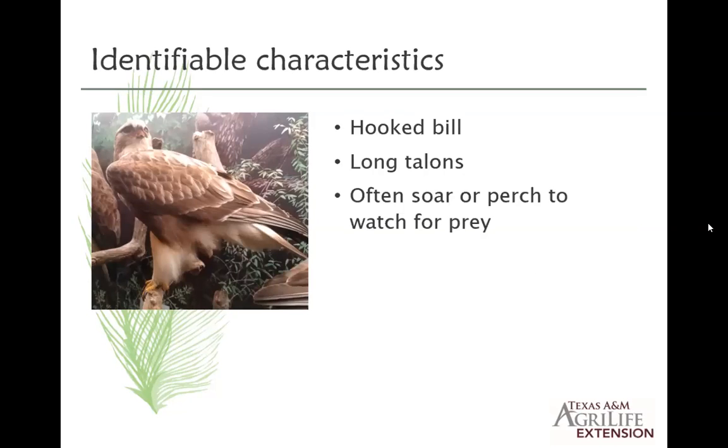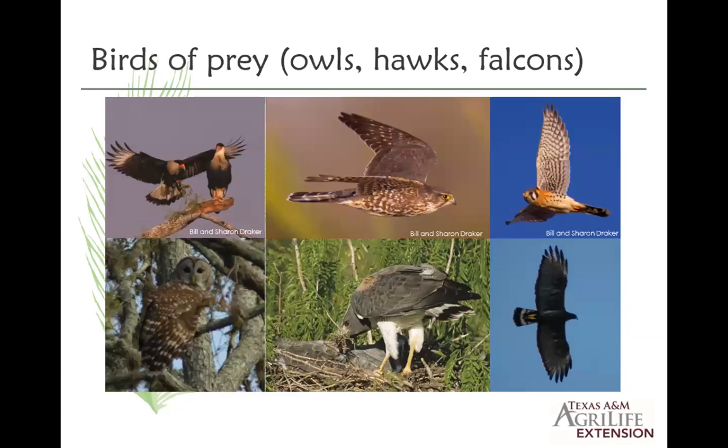Some identifiable characteristics of birds of prey: they will always have hooked bills, they will always have long talons, and then you will often see them soaring along the thermals or perched watching for prey. So here's some examples of some of our birds of prey.